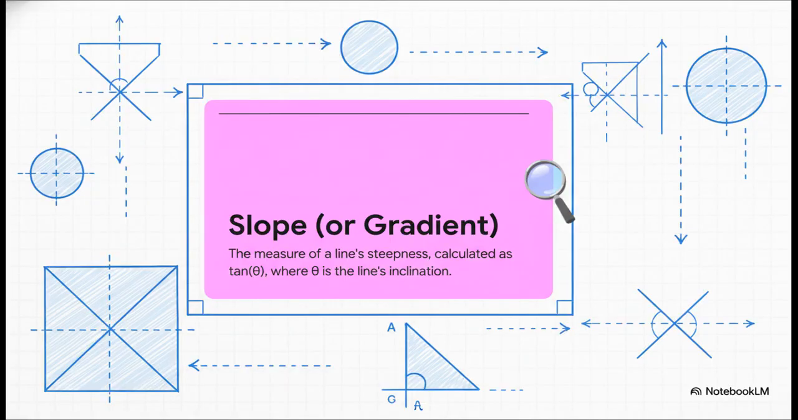The single most important thing about any line is its slope, or what some people call its gradient. It's just a number that tells you how steep it is. It's calculated using some trigonometry, the tangent of the angle it makes with the x-axis, which in plain English just tells you how much it goes up for every step it takes to the side. The slope really is the DNA of the line. It tells you everything about its direction.